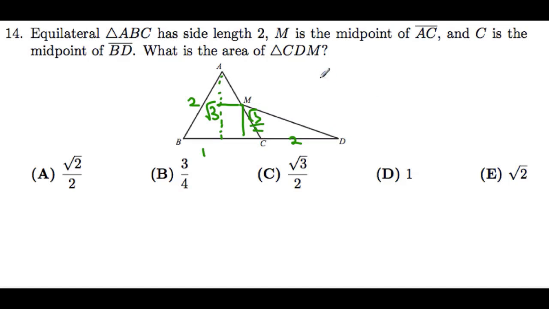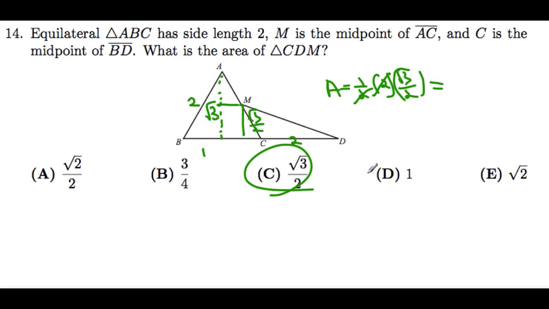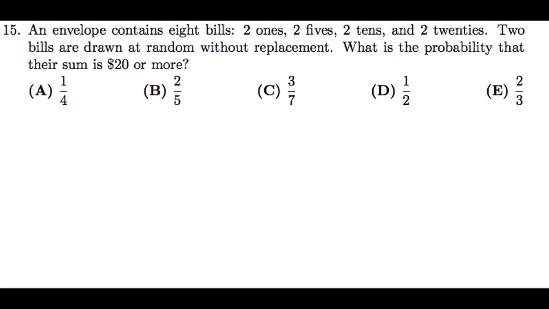So therefore, the area of that triangle CDM would have been equal to 1/2 base, which is equal to 2, times height, which is radical 3 over 2. Then these two cancel out. We have radical 3 over 2, which is choice C, becomes our answer.